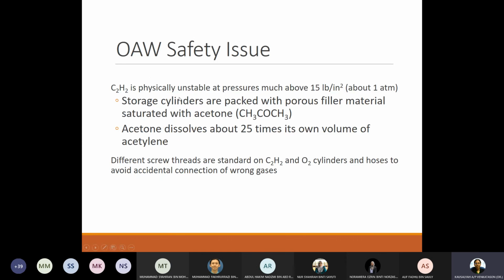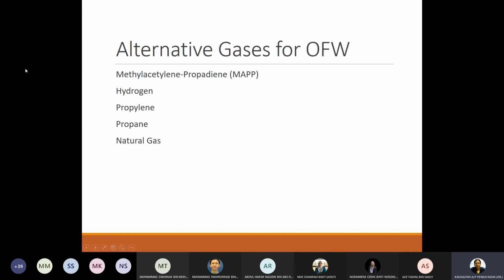Acetylene is physically unstable at pressures above 1 atmosphere. So storage cylinders are packed with porous filler material saturated with acetone. Acetone dissolves about 25 times its own volume of acetylene. Different screw threads are standard on acetylene and oxygen cylinders in order to contain the gas carefully. The alternative gases for acetylene in oxyacetylene welding are methyl acetylene propadiene, hydrogen, propylene, propane, and natural gas.